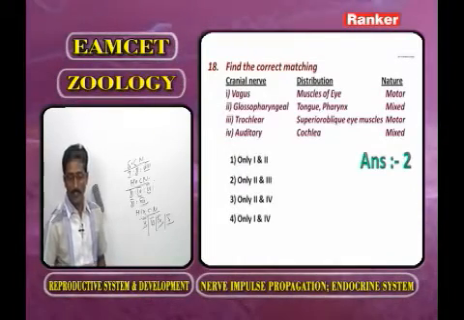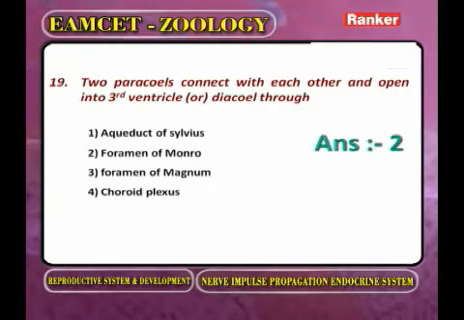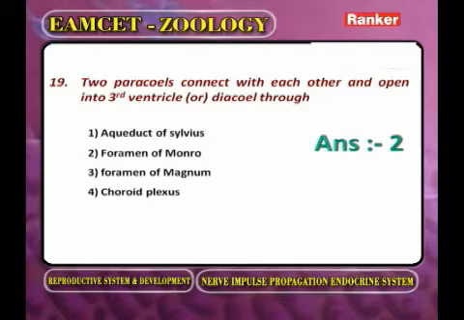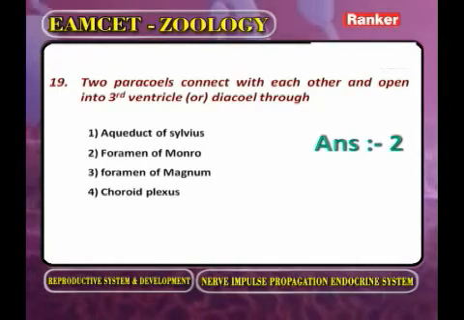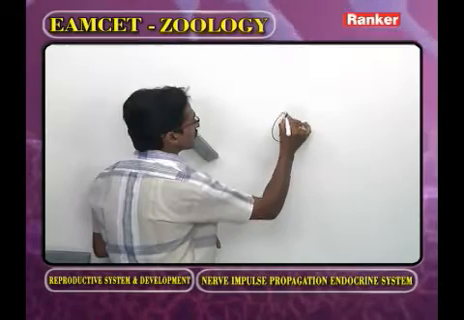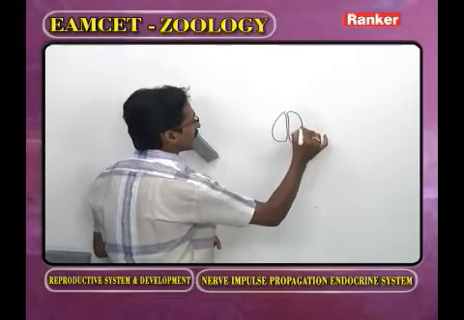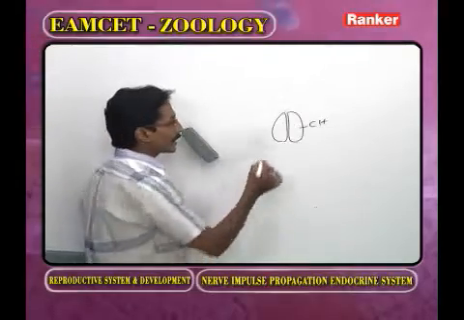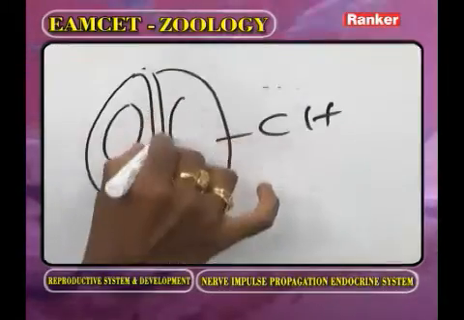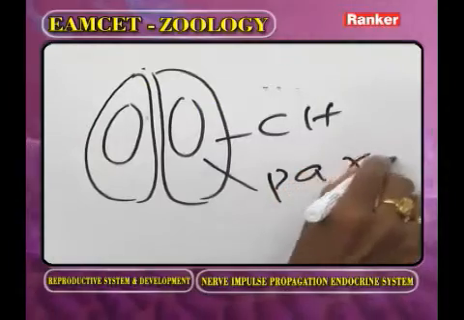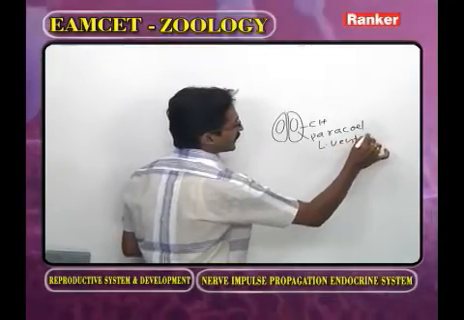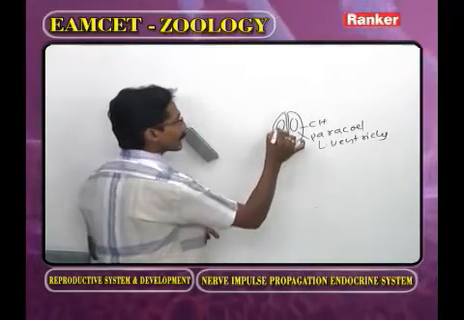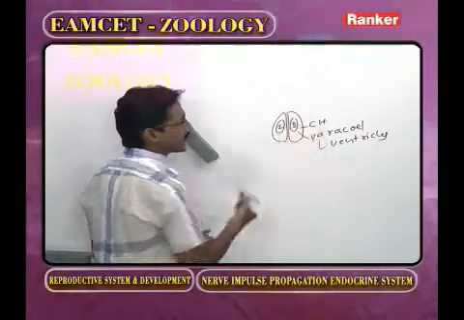Now we go for the next question. Two paracoels connect with each other and open into the third ventricle through. Now, this part we call one cerebral hemisphere, and this one we call another cerebral hemisphere. In the cerebral hemisphere, the cavity present we call the paracoel. They are also called the lateral ventricles. They are numbered as first ventricle, second ventricle.